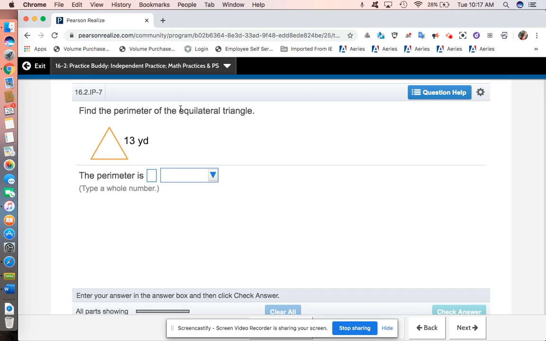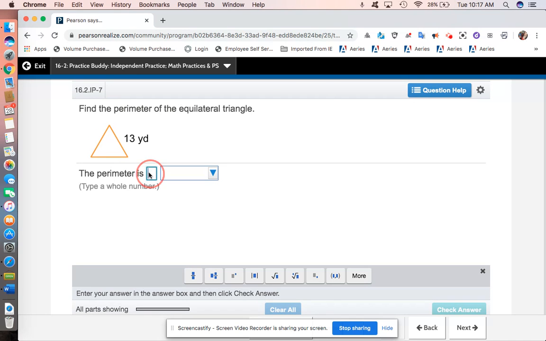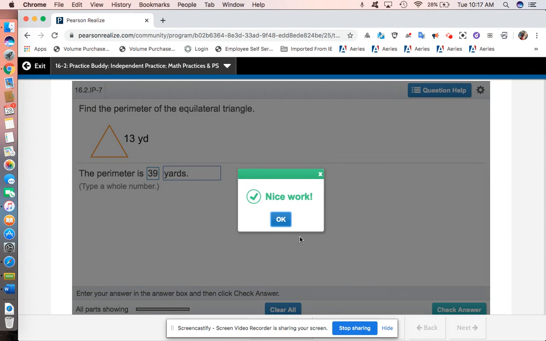See this word equilateral? That means that all the sides are the same. So that means this number 13 is going to be 13 plus 13 plus 13. I'm going to add 13 plus 13 plus 13. That is 39. And yes, you could have multiplied 13 times 3 and gotten the same answer. Good job for my smart kids that know that.